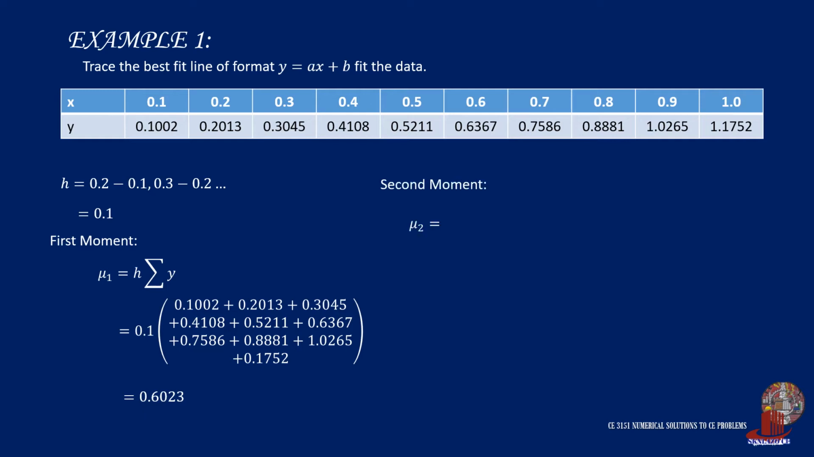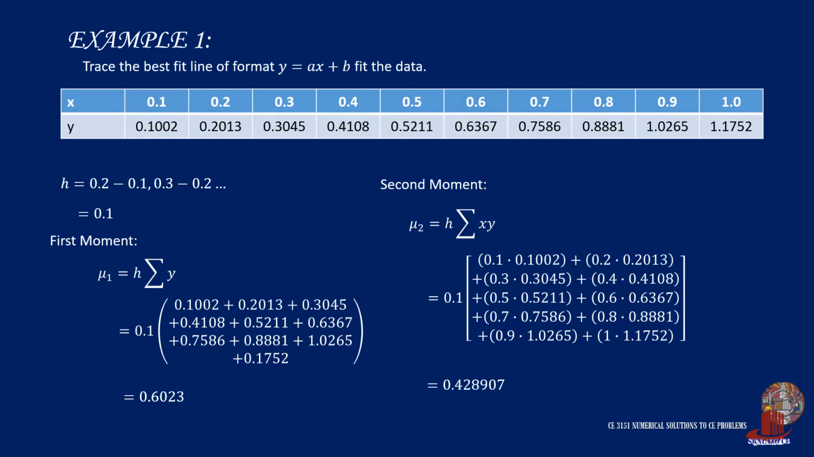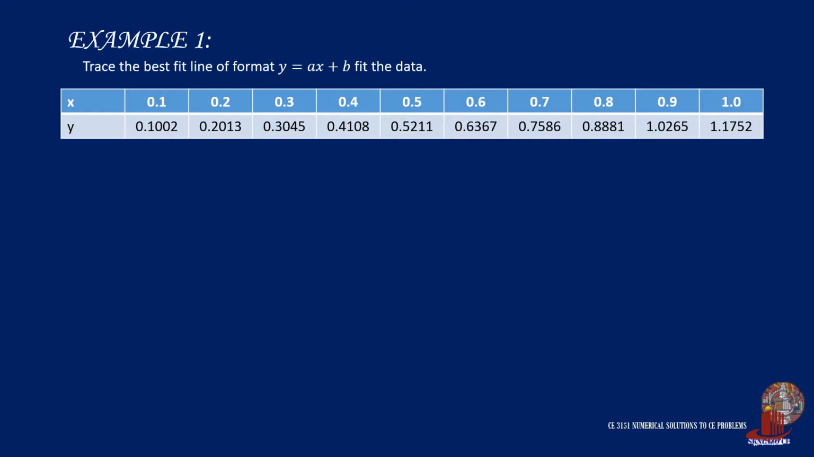We compute mu1 as 0.6023. Take the second sample moment, mu2, as h multiplied by the summation of x times y. By placing all the values of x multiplied by y from the table, mu2 is then computed as 0.428907. After the sample moments, solve for the theoretical moments, where the first moment comes from sigma 1, which is the integral of y dx, or the integral of f of x dx.